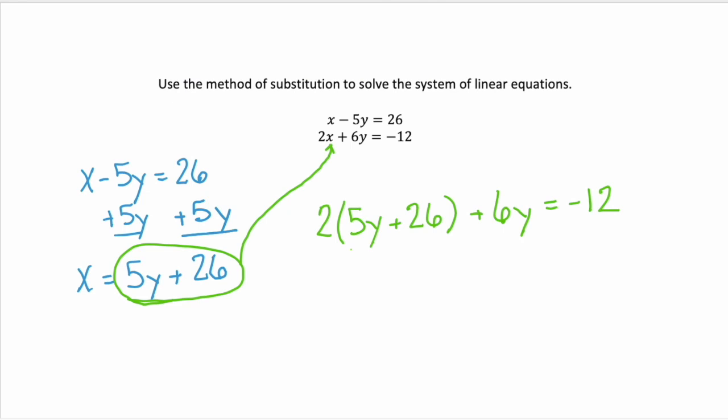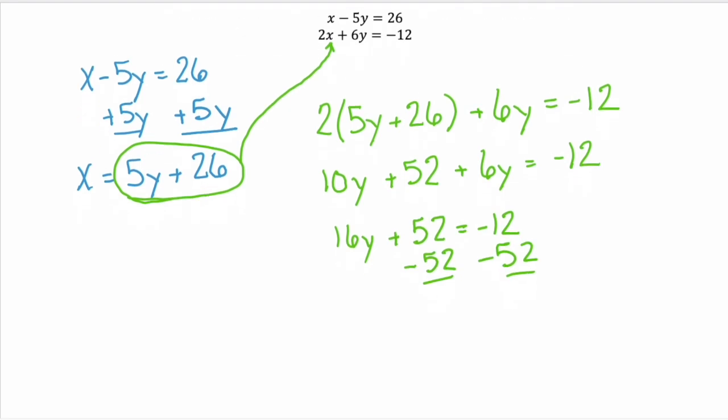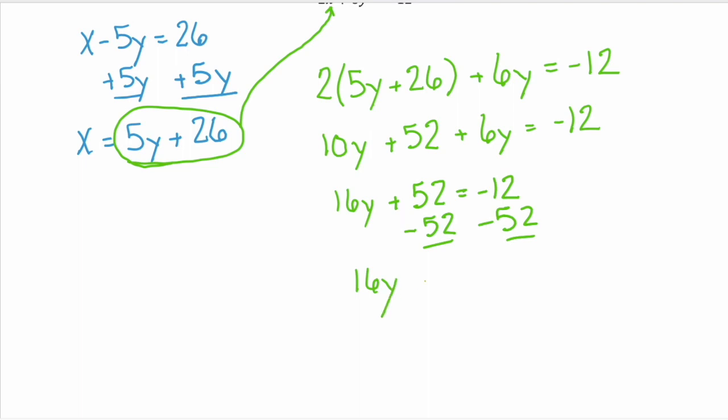Now, notice this equation only has the variable y, so we can solve this and find out what the y value is. So first we need to distribute the 2, which gives us 10y plus 52 plus 6y equals negative 12. Combine our like terms, 10y and 6y gives us 16y plus 52 equals negative 12. We're going to subtract 52 from both sides. So we have 16y equals negative 64.